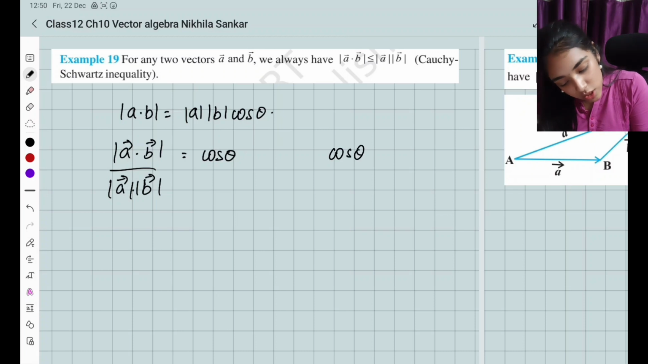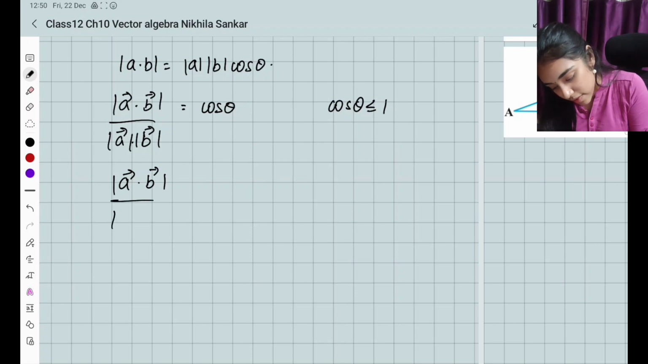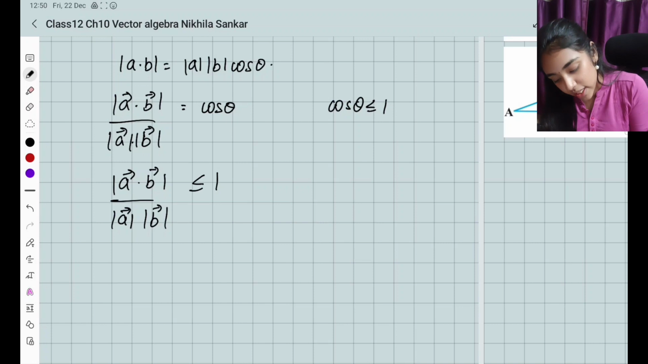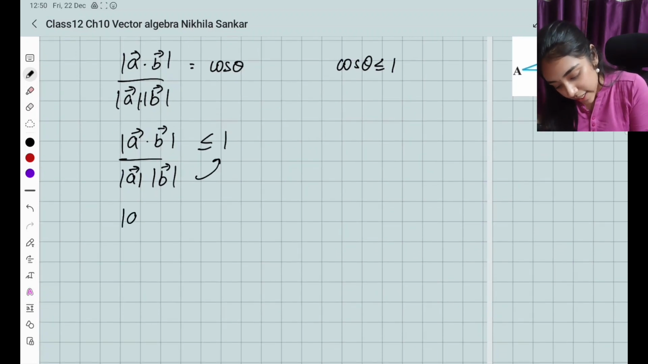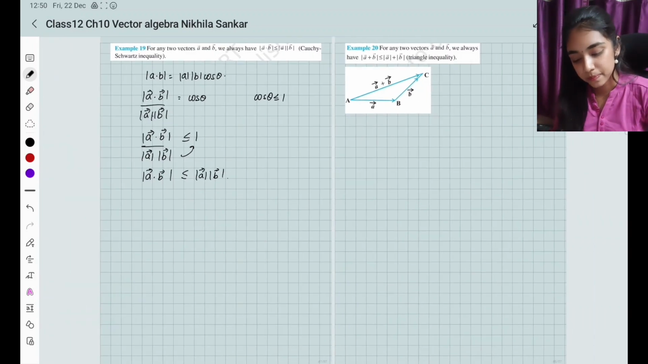I know that cos theta is definitely less than or equal to 1. So I can write this simply as a dot b divided by mod a times mod b is less than or equal to 1. Now when I take this to the other side, I have a dot b, or a dot product, is definitely less than or equal to mod a times mod b. Okay, please copy.